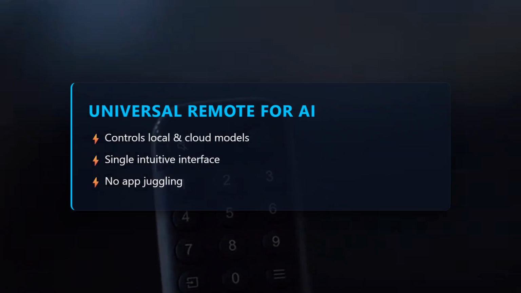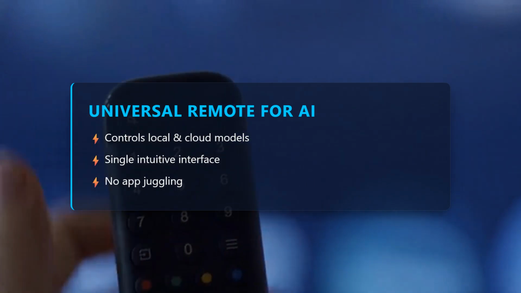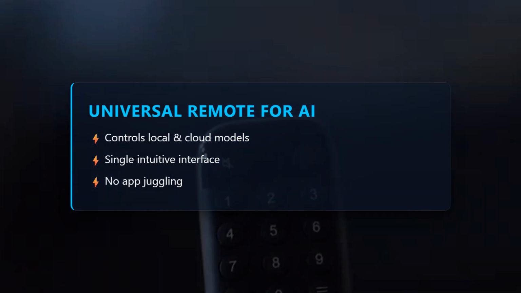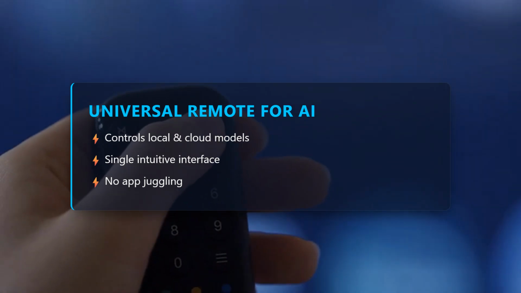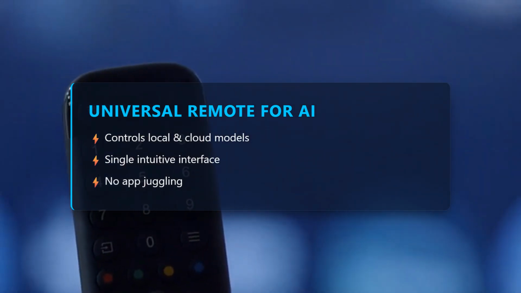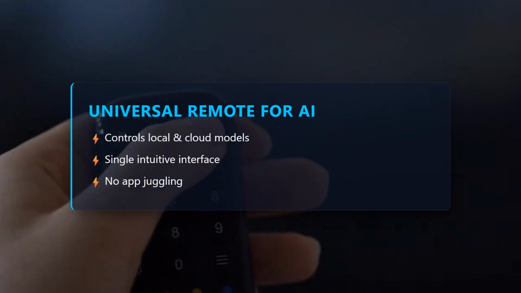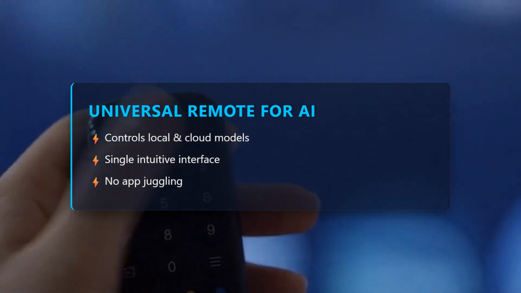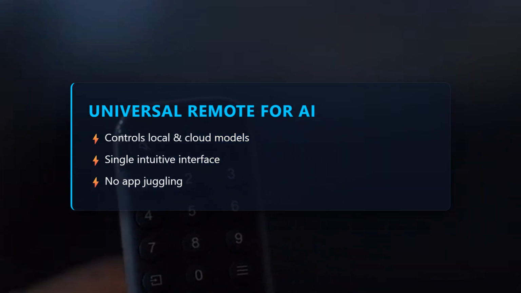Think of Osaurus as the universal remote for your AI arsenal. Just as one remote controls your TV, soundbar, and streaming box, Osaurus puts every model, whether it's running quietly on your Mac or humming in a distant data center, under a single, intuitive interface. You no longer need to juggle separate apps or remember which model lives where. One click brings the power you need.